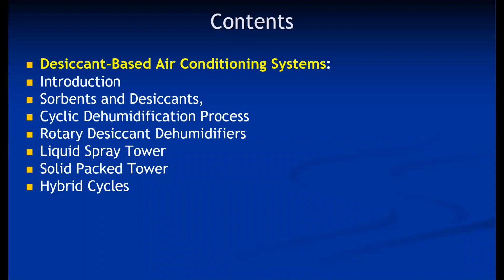Then 3 basic dehumidifiers it develops, that is rotary desiccant dehumidifier, that is with the help of solid desiccants, and the liquid spray tower, solid pack tower. So these desiccant dehumidifiers are generally used in combination with conventional systems. Then that cycle is called as a hybrid cycle. So we are going to discuss that hybrid cycle along with the psychrometric process. Also, we'll see what are the advantages of this desiccant system, as well as under which circumstances these desiccant systems are used.